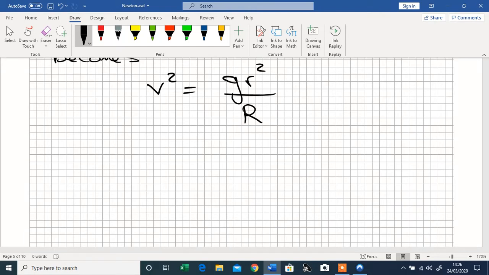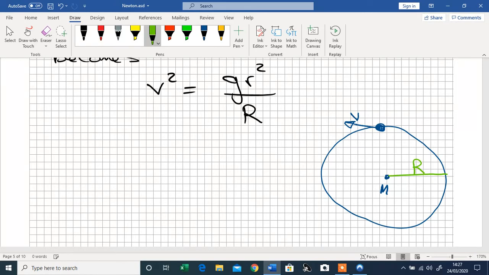Okay, so v squared equals gr squared over capital R. But the problem is, big R is what we want to work out. But now we've got velocity and we don't know what the velocity is. But can we work it out? Well, yes, we can. So let's consider the satellite orbit. So this is the satellite, and it's going round in the orbit at velocity v, and the mass of Earth is at the centre, and we know that the radius is R.